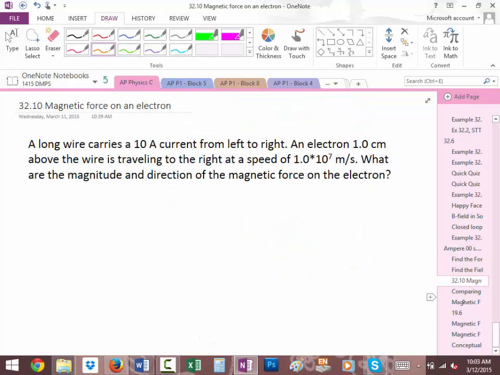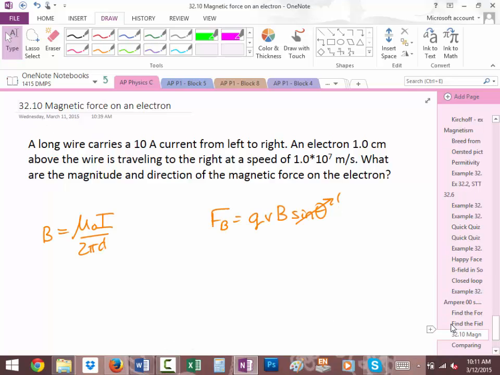A long wire carries a 10 amp current from left to right. An electron that's 1 centimeter away from the wire is traveling to the right at a speed of 1 times 10 to the 7th meters per second. What are the magnitude and direction of the magnetic force on the electron? This is question 32.10 from your book, so you don't need to write down the whole question. You might just want to write down that that's what it is. I'm going to let you work on that for a couple minutes. What's the equation for a long wire? Why don't you get an equation sheet out?